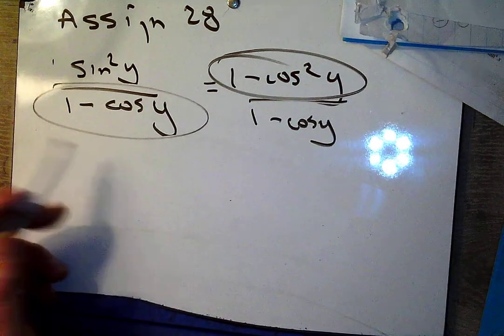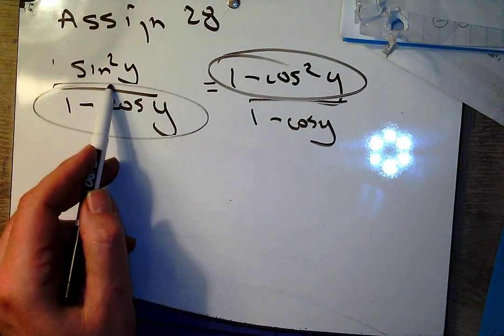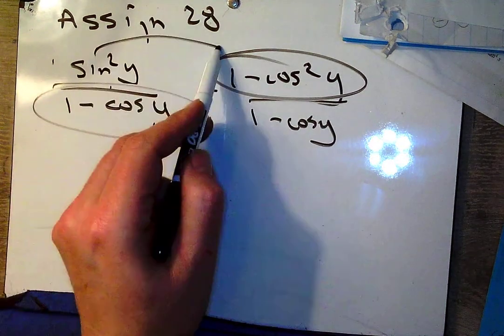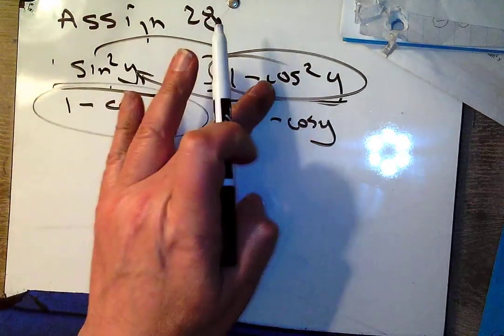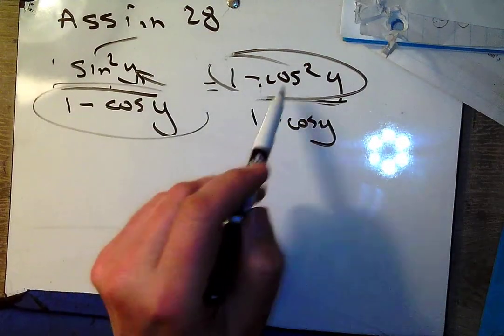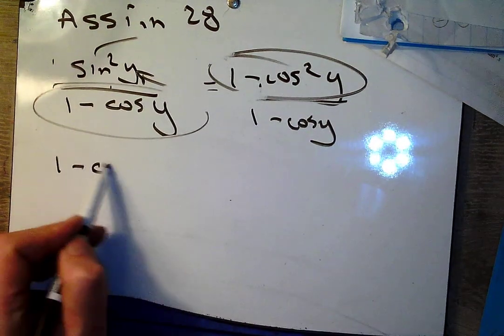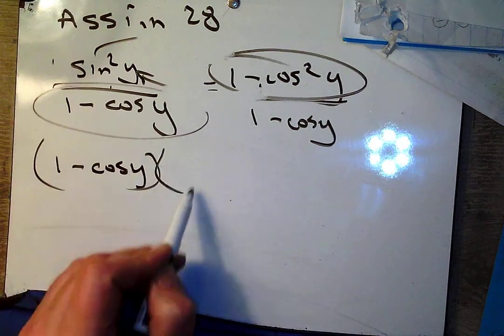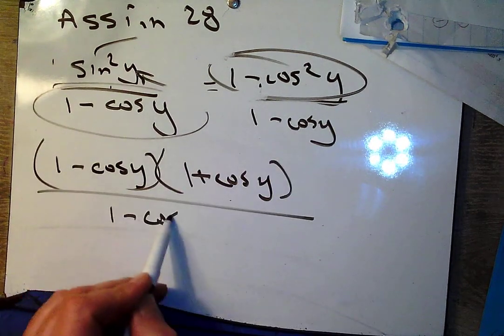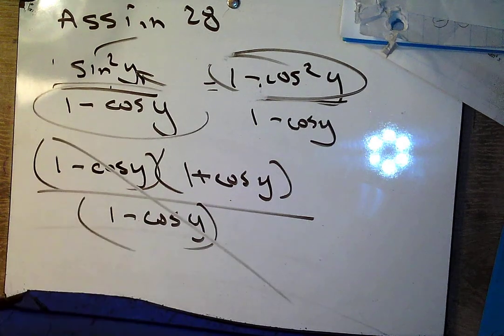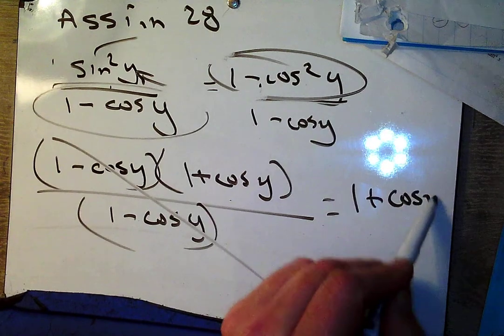Let's factor it. Why don't I want to rewrite it as sine squared, you said? Well, it just came from there. I just took sine squared and turned it into that. Why would I want to turn it back into sine squared? What am I going to do from here that's not going back to sine squared? Well, that's a difference of squares. That's 1 minus cosine y, 1 plus cosine y, over 1 minus cosine y. Cancel. And so my simplified version is 1 plus cosine y.